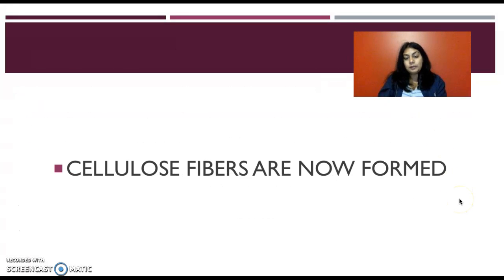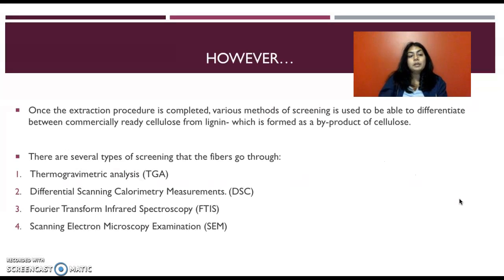Now the cellulose fiber is formed. However, once the extraction process is complete, various methods of screening must be used to be able to differentiate between commercially ready cellulose and lignin, which is formed as a byproduct of cellulose in many of these procedures. There are several types of screening that the fibers go through.